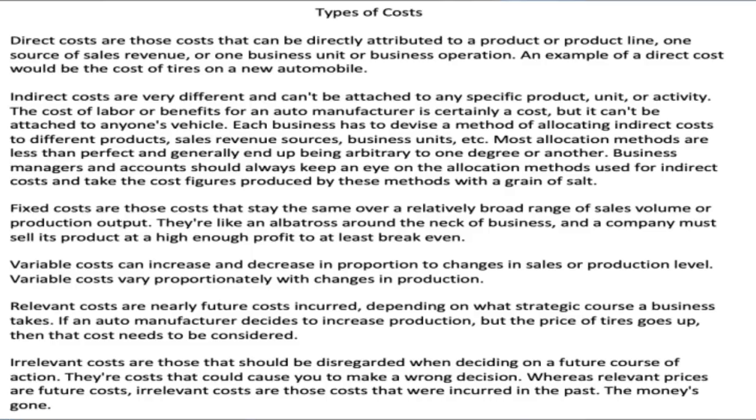Types of costs. Direct costs are those costs that can be directly attributed to a product or product line, one source of sales revenue, or one business unit or business operation. An example of a direct cost would be the cost of tires on a new automobile.